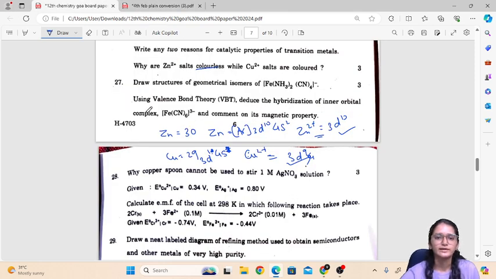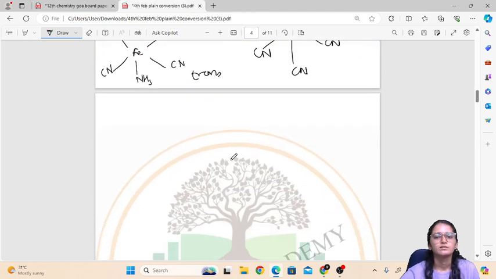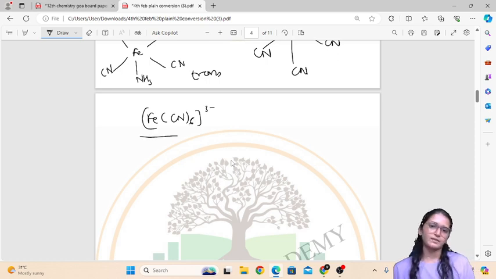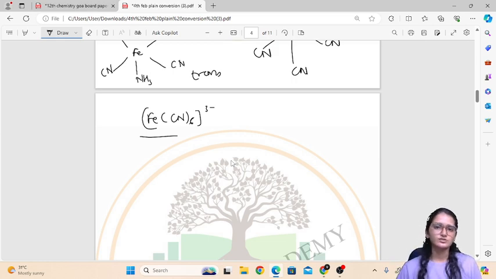The next question under that is, using valence bond theory, you have to deduce the hybridization of the inner orbital complex [Fe(CN)6]3- and comment on its magnetic property. So [Fe(CN)6]3-. You have to deduce the hybridization and comment on its magnetic property. This compound has an overall charge of -3, which means it is an anionic complex.